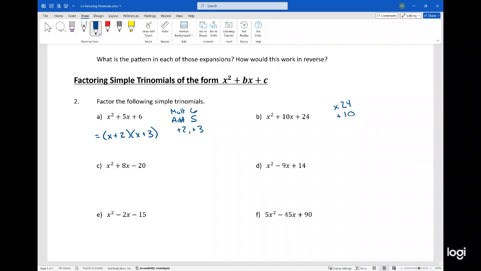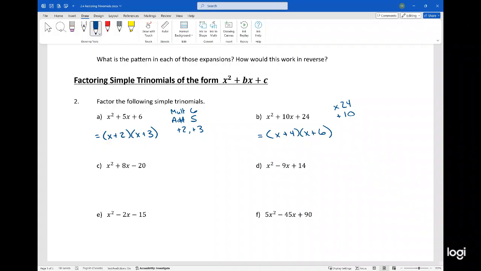I know they're both positives because they add to 10. So I'm looking for something like 1 times 9, 2 times 8, 3 times 7, 4 times 6. Actually, 4 times 6 works. So if 4 and 6 work, this just becomes x plus 4, x plus 6. And a quick double check, 4 times 6 gives me the 24 at the end. 4x's and 6x's gives me 10x's.